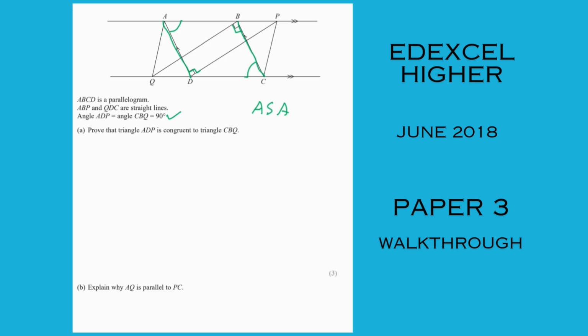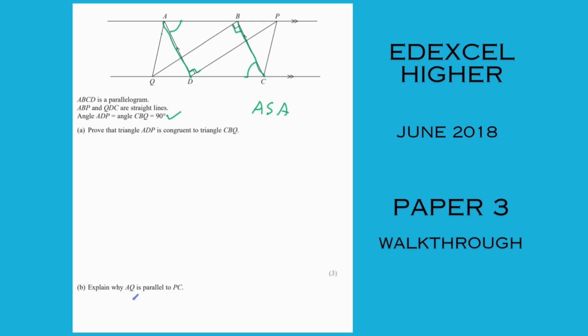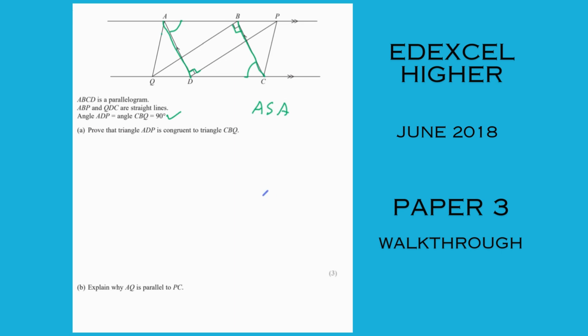Next bit I think is a bit harder. It's a weird one. It's worth fewer marks. Whoops. I want a different colour pen so I don't confuse ourselves. Let's go for blue. Explain why AQ is parallel to PC. So I would go with, come on blue pen, as I keep telling you, me and technology, no chance.